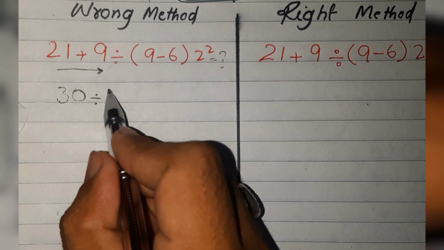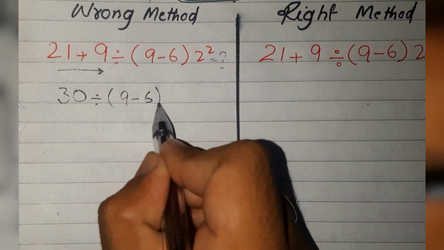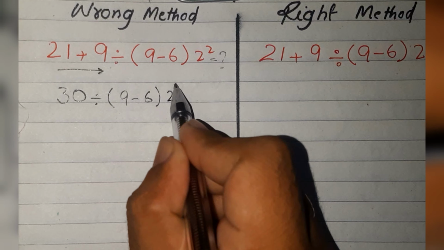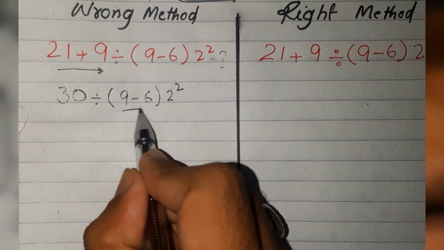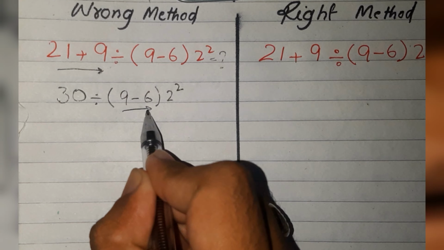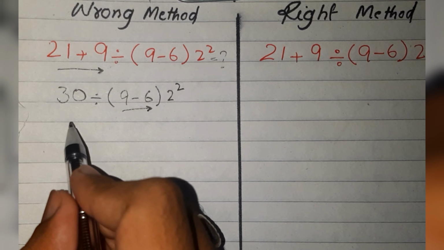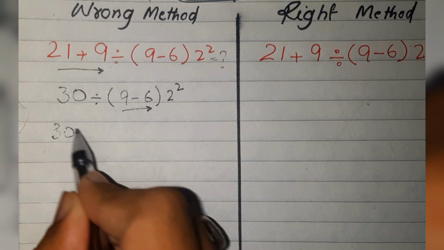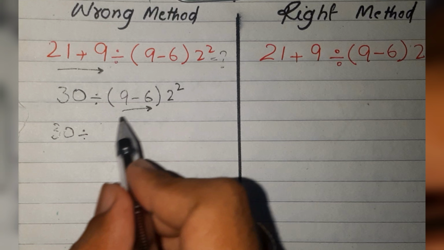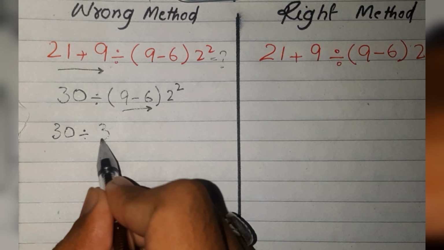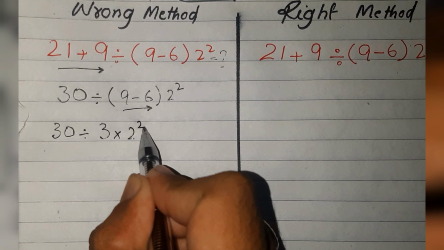Then the divide sign followed by (9 minus 6) times 2 squared. And the next step, they solve the parenthesis. Inside the parenthesis here is subtraction, 9 and 6. So 30 divided by (9 minus 6 gives us 3) times 2 squared.